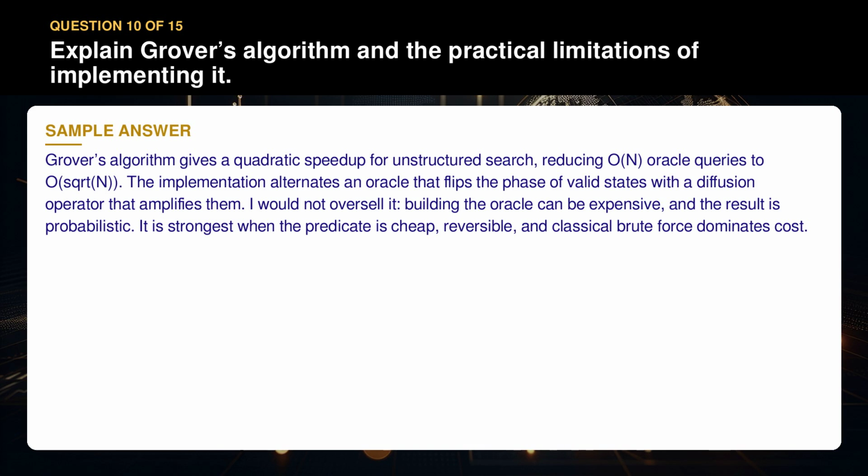Grover's algorithm gives a quadratic speedup for unstructured search, reducing O of n oracle queries to O of the square root of n. The implementation alternates an oracle that flips the phase of valid states with a diffusion operator that amplifies them. I would not oversell it. Building the oracle can be expensive, and the result is probabilistic. It is strongest when the predicate is cheap, reversible, and classical brute force dominates cost.